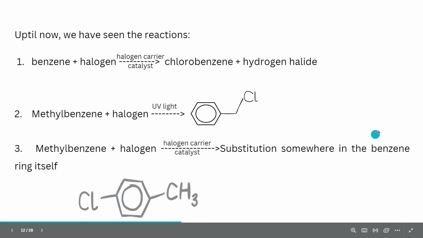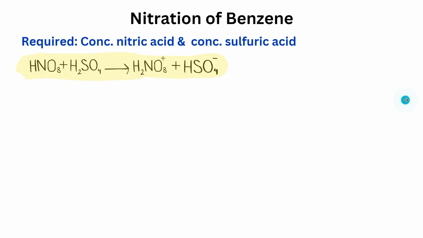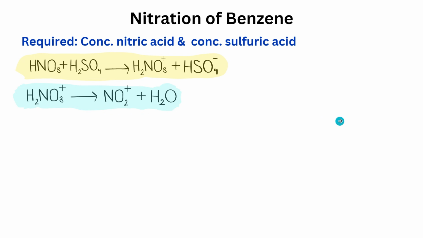Okay, now nitration of benzene. You require concentrated nitric acid and concentrated sulfuric acid for that. You need these to generate your electrophile, and they will react together: HNO3 plus H2SO4, and you will get H2NO3 plus HSO4 minus. We do not have our electrophile yet, and another reaction occurs. H2NO3 splits into NO2 plus H2O. Now this is our strong electrophile required for the electrophilic substitution.